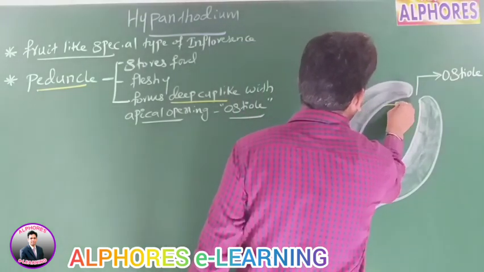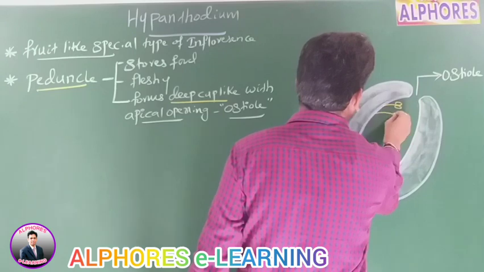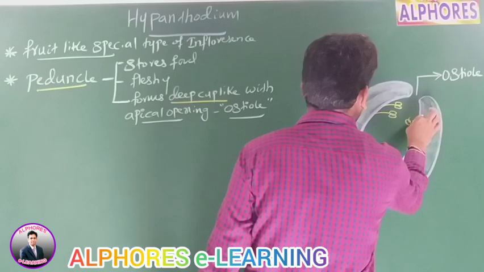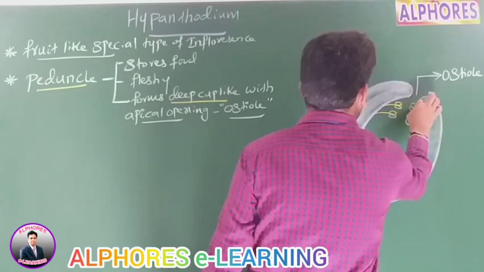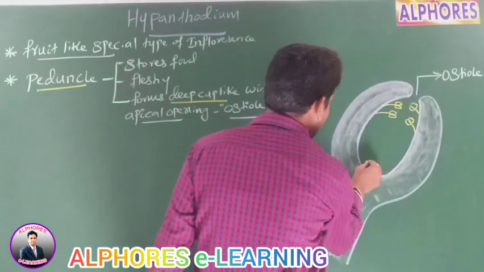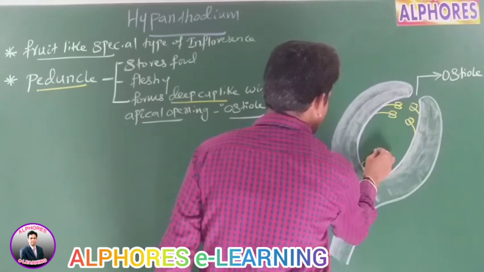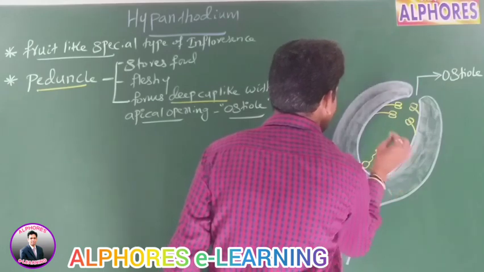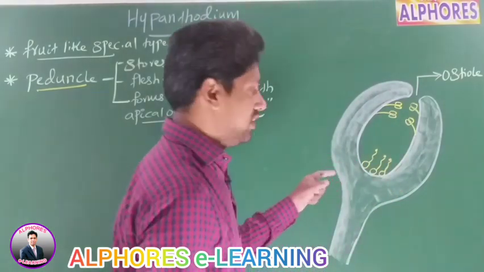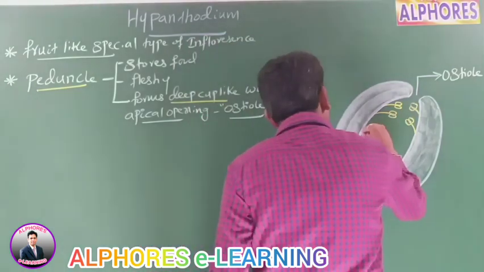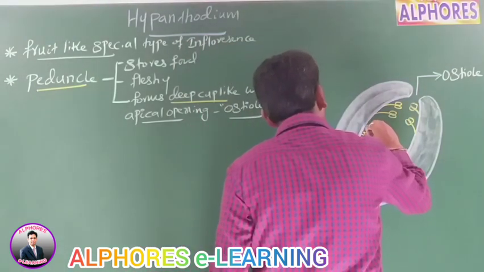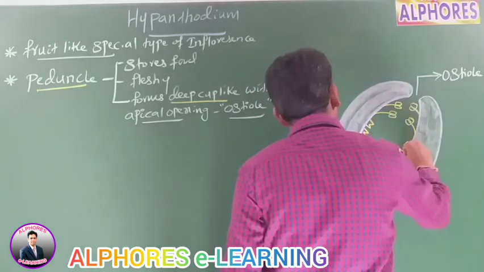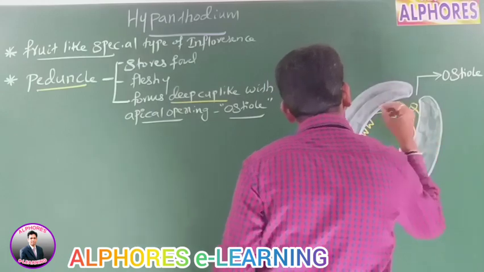Upper flowers are male flowers. Upper flowers are which flowers? Male flowers. Therefore, upper male flowers. Whereas basal flowers are female flowers. Basal flowers are what? Female flowers. Which female flowers? These are fertile female flowers. Whereas in between these male flowers and fertile female flowers, gall flowers are present. What are present? Gall flowers are present.